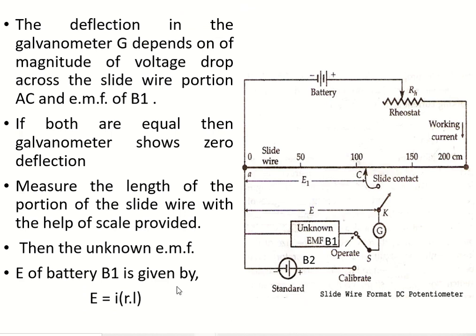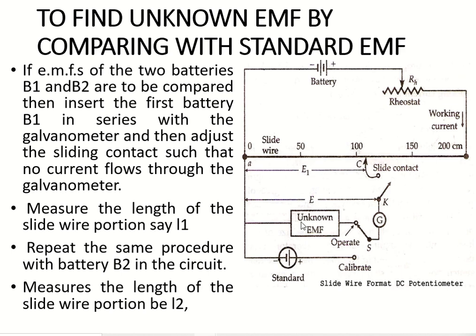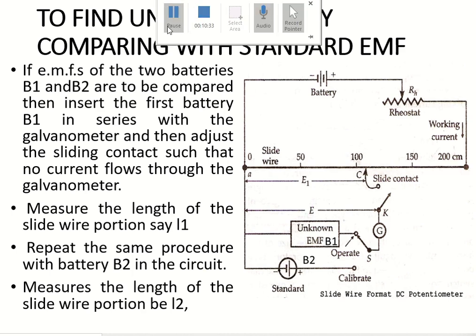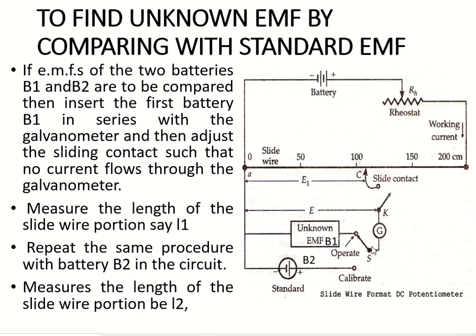Next method to find the unknown EMF is by comparing it with the standard EMF. For this, if the EMFs of two batteries B1, B2 are to be compared, then insert the first battery in series with the galvanometer. So first battery, let it be B1. Initially connect B1 to the switch, then adjust the slide wire so that no current flows through the galvanometer and it shows zero deflection. Measure the length of that sliding contact, let it be L1.